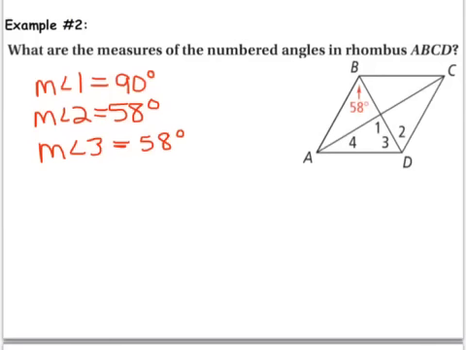Okay, and for the last angle, there are a couple different ways to solve for angle 4, but let's use the triangle angle sum theorem. We just said that angle 1 is 90 degrees, and we said that angle 3 is 58 degrees. And we know that all the angles must sum to 180 in a triangle. So a little bit of subtraction leads us to the measure of angle 4, which is equal to 32 degrees.